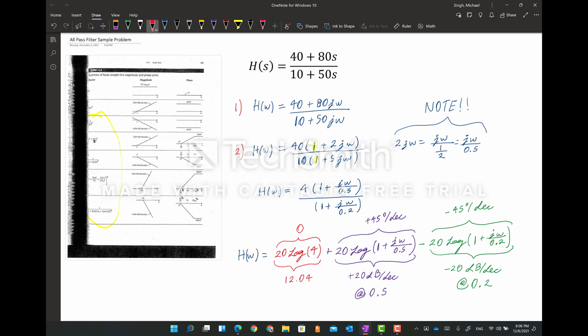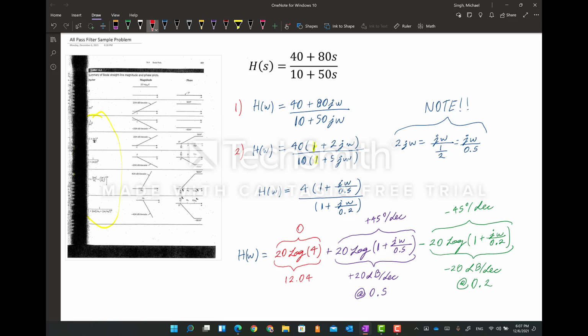Then for step 2, we're going to factor out the appropriate terms such that we leave our equation in terms of j omega plus 1. So in this case, we factor out a 40 in the numerator, a 10 in the denominator, and we're left with 1 plus 2j omega and 1 plus 5j omega respectively.